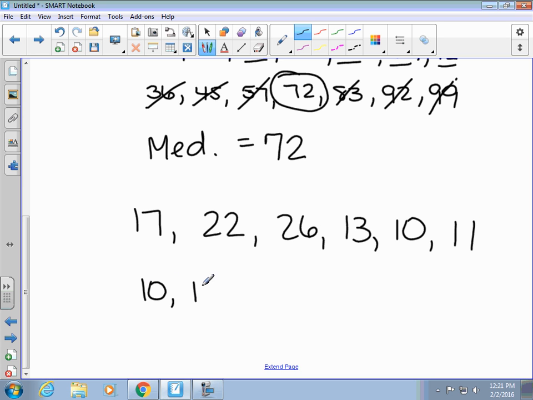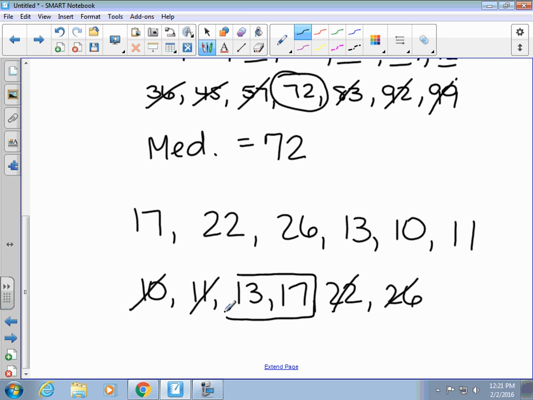So if I order these from smallest to largest, then I come through and I mark off a small and a large at the same time. If I mark these 2 out, I don't have a middle number, right? So what you have to do is take the average of these 2 numbers. So you're going to add them and divide by 2. So you're going to find the middle number between those two numbers.